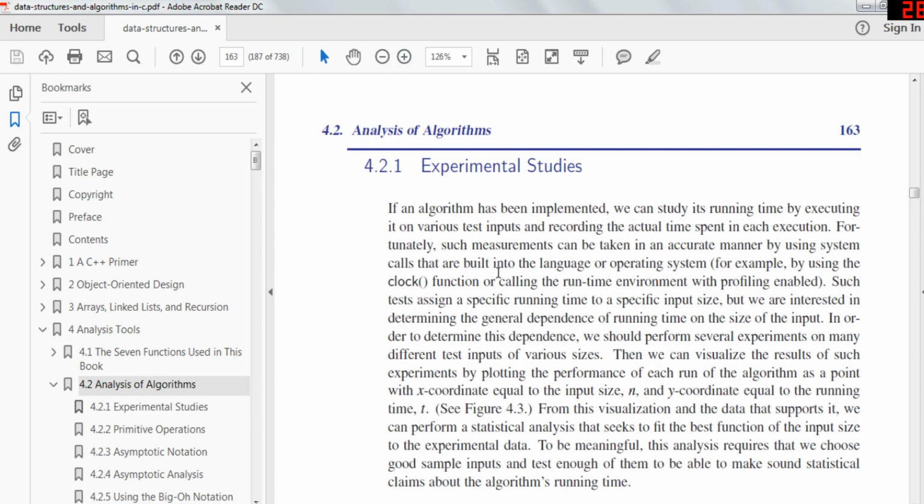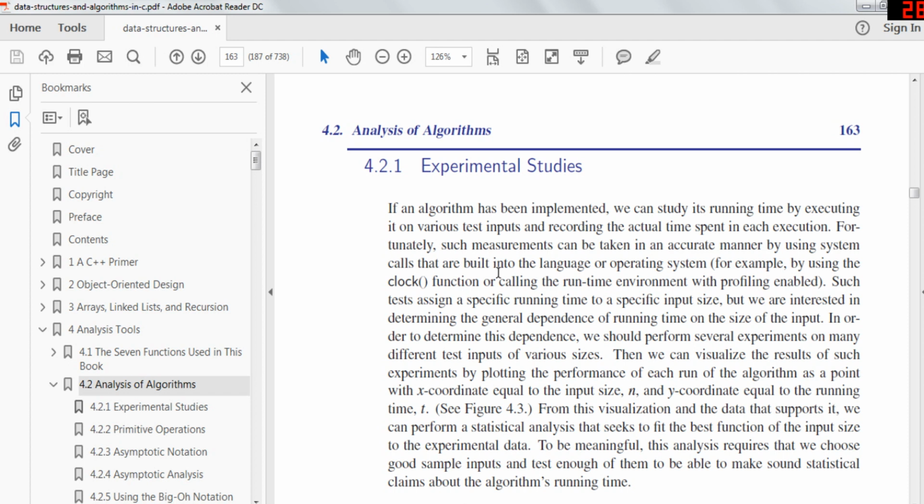Experimental studies: if an algorithm has been implemented, we can study its running time by executing it on various test inputs and recording the actual time spent in each execution. Fortunately, such measures can be taken accurately by using system calls built into the language, such as a clock function that measures runtime. Such tests assign a specific running time to a specific input size, but we are interested in determining the general dependency of running time on the size of the input.